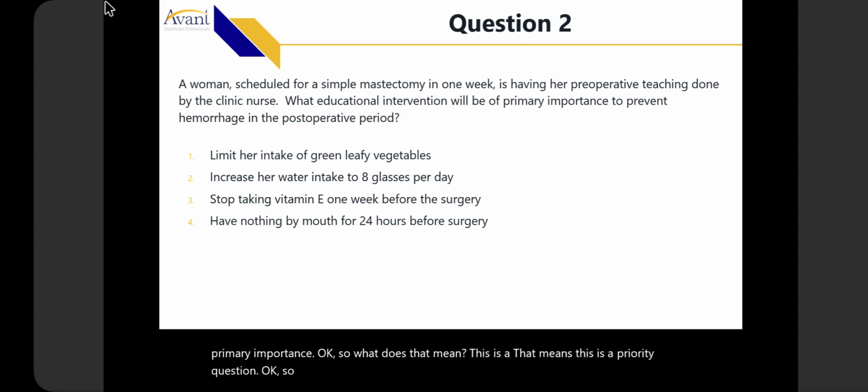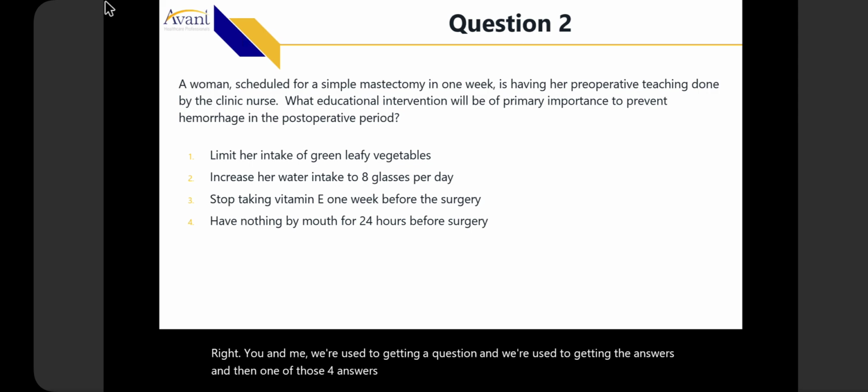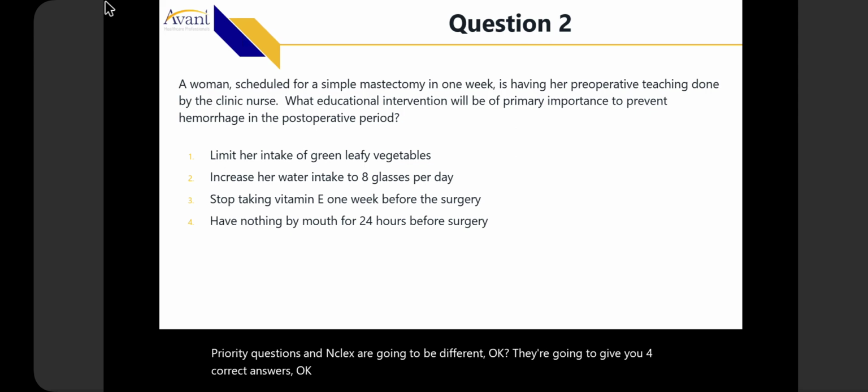So when we get priority questions in NCLEX, what it means is that they're going to give you 4 correct answers, right? You and me, we're used to getting a question and the answers, and one of those 4 answers is correct, right? And the other 3 are incorrect. Priority questions in NCLEX are going to be different, okay? They're going to give you 4 correct answers, but you need to pick the one that is most important, or in this situation, which one is primary, okay?